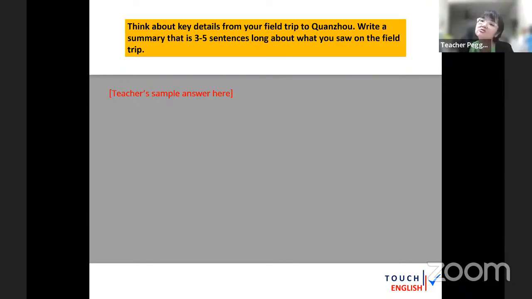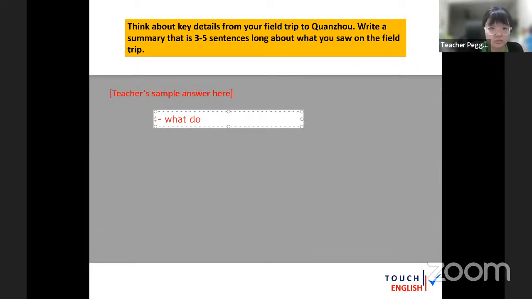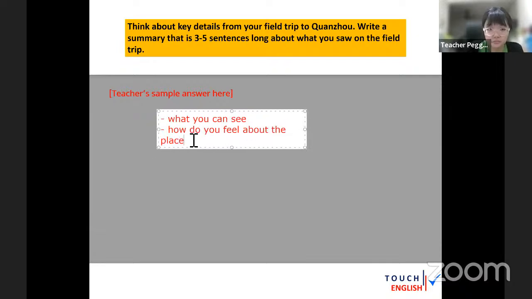Okay, so just now when I explained, I also already gave you some examples. Like I can see the buildings, I can see the trees. So you can tell me, okay, how do you feel about Quanzhou after you see these 3 pictures? Okay. First, you can say what you see. Okay. Secondly, how do you feel about the place? Okay. And then you can even tell me, will you go there one day? Will you want to go there one day in the future?